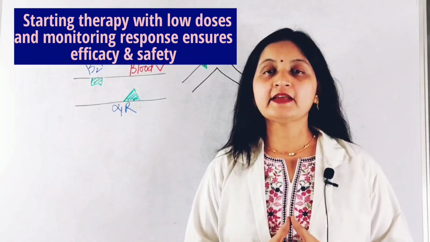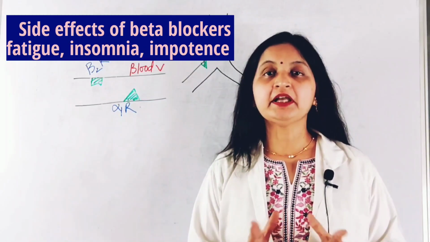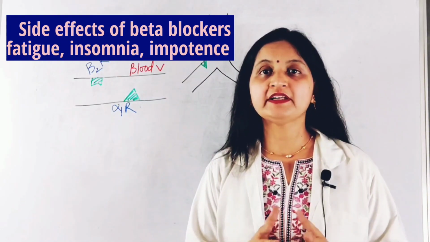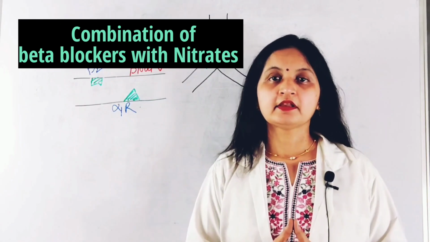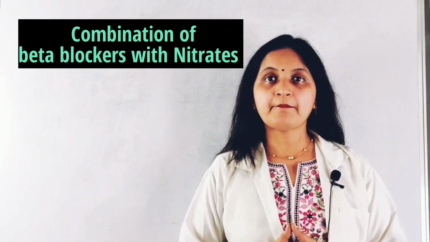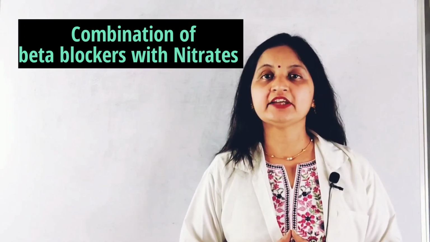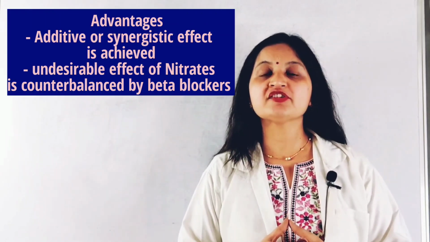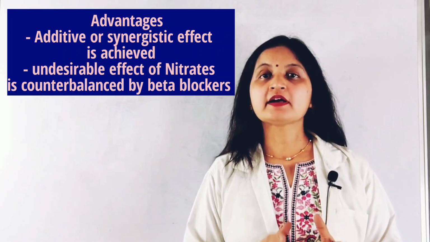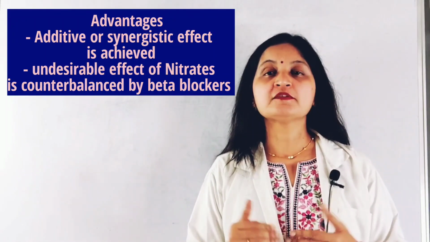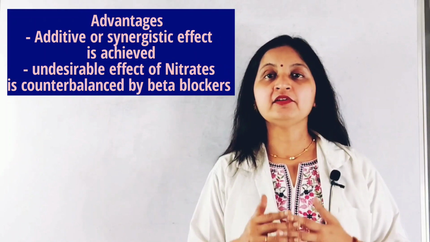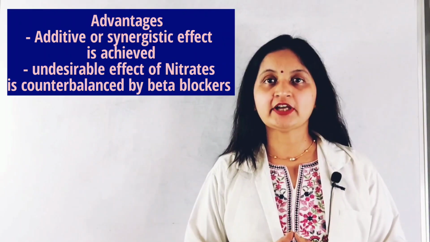So next, what are the side effects of beta blockers? Beta blockers have been reported to cause fatigue, insomnia, and impotence in some patients. So, can beta blockers be combined with other anti-anginal agents? Beta blockers can be combined with nitrates, and this produces an additive or synergistic effect. Beta blockers and nitrates, by acting through different mechanisms, produce better efficacy and better relief of symptoms of angina.